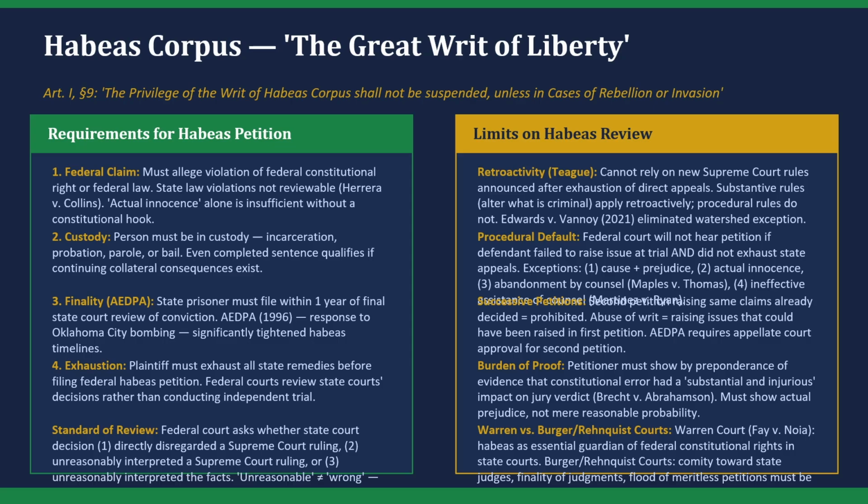On limits. The Teague retroactivity doctrine, as narrowed by Edwards v. Vannoy in 2021, means that new procedural rules announced by the Supreme Court after a defendant's direct appeals are exhausted will not apply in habeas. Substantive rules, those that alter what is criminal or what punishments are permissible, do apply retroactively. Procedural default, successive petition restrictions, and the demanding burden of proof all further limit habeas review. The underlying tension in habeas law is between 2 equally legitimate values: the interest in finality and respect for state court judgments on one hand, and the interest in correcting constitutional errors that have resulted in unjust imprisonment on the other.